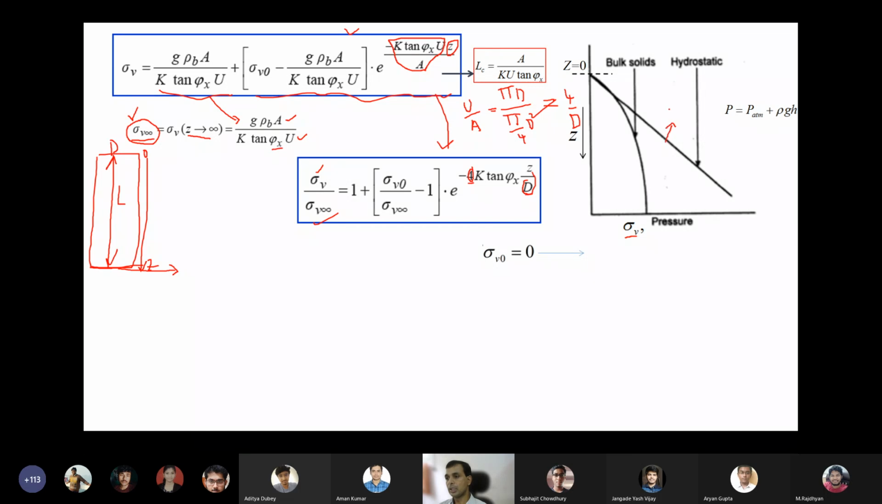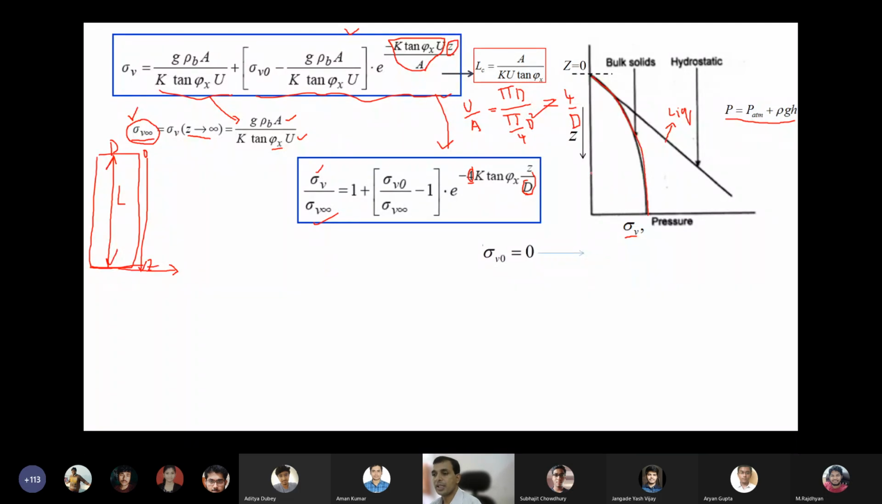Suppose you have a liquid. If you store a liquid here, you get hydrostatic pressure. The stress is coming from the hydrostatic pressure. That is P equal to rho g H. Probably you all studied already in fluid mechanics course, fluid statics, hydrostatic pressure. But for solids, it is entirely different. So it comes like this form.